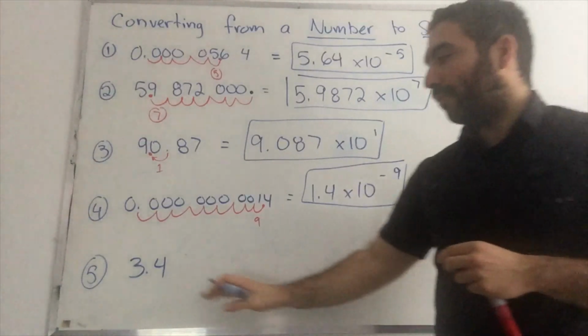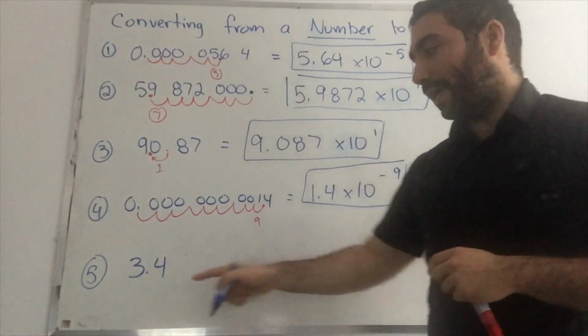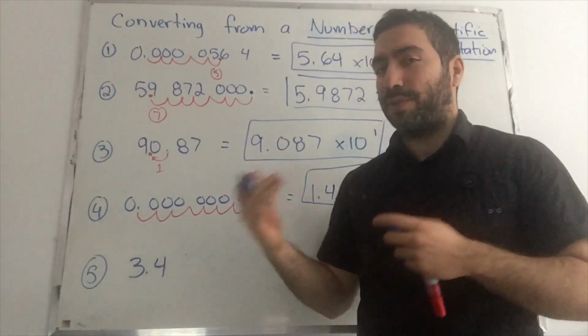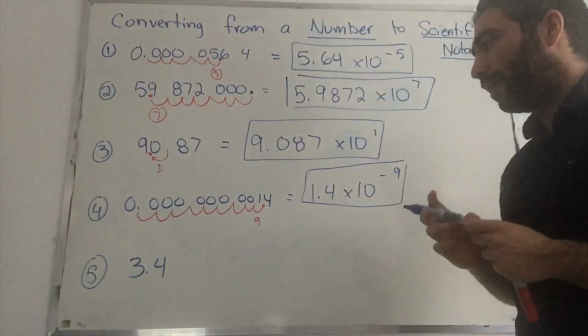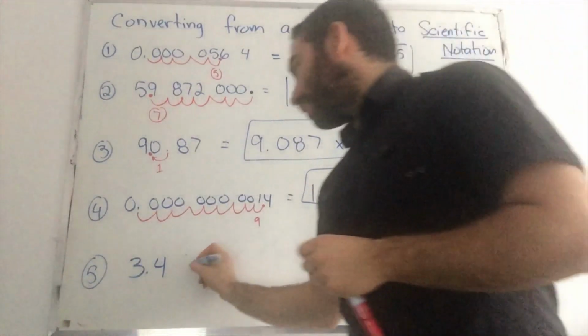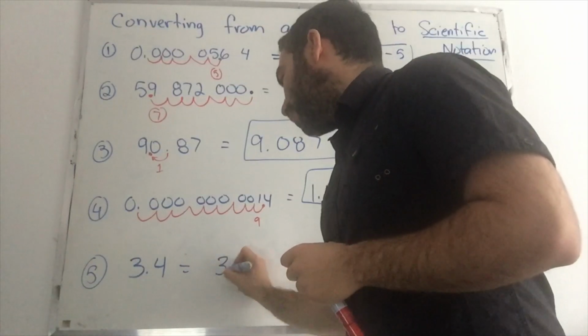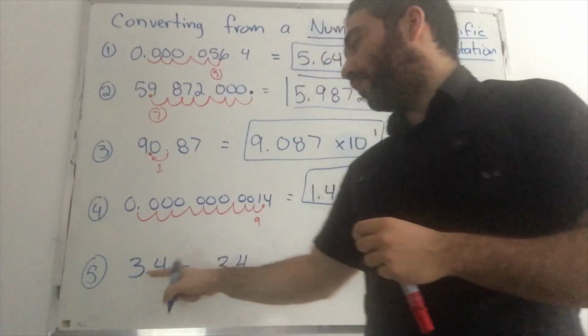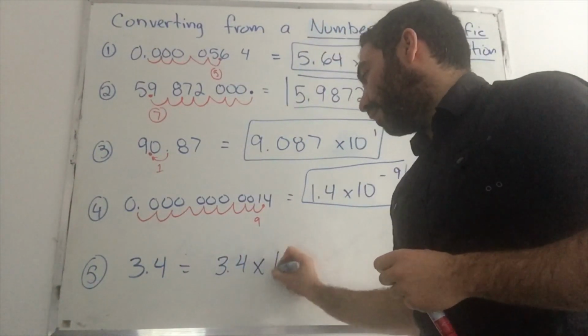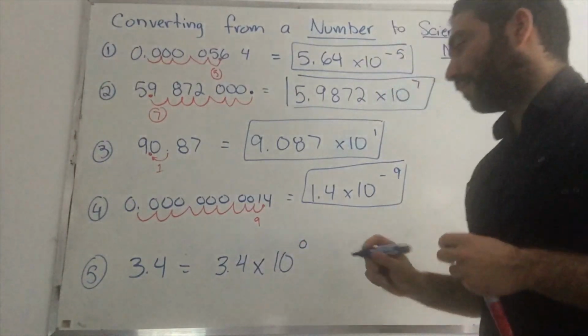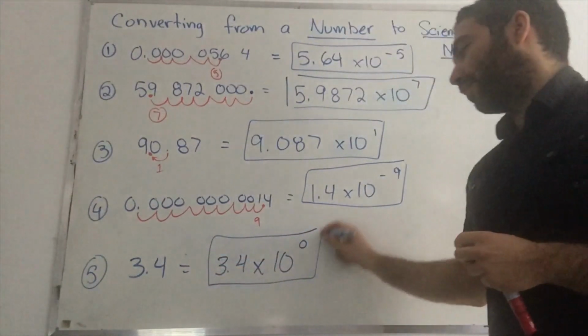And the last example, 3.4, this is a trick. It's already in scientific notation. 3.4 is between 1 and 9.99 repeating. So you could just leave it as is, or you could write it as 3.4. Since we didn't move the decimal place, you could write it as 3.4 times 10 to the exponent 0. And this is scientific notation.